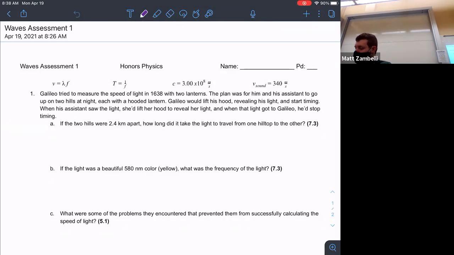So if we take a look, it says that Galileo tries to measure the speed of light in 1683 with two lanterns. The plan was for him and his assistants to go up two hills at night, each with a hooded lantern. And Galileo would lift his hood, revealing the light, and start the lamp. And when his assistant saw the lamp, she would lift her hood to reveal her light. And then when the light got to Galileo, he would stop his timing.